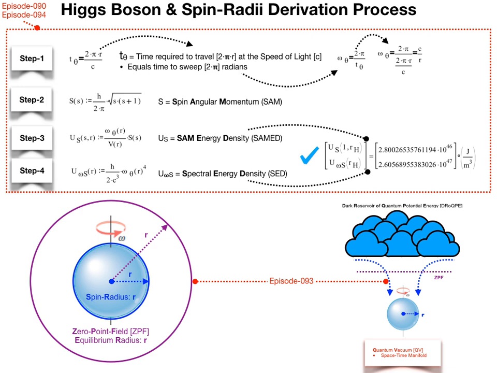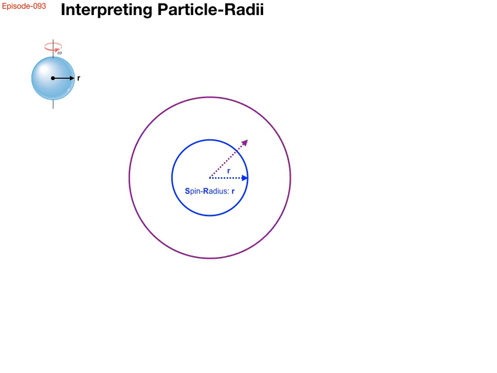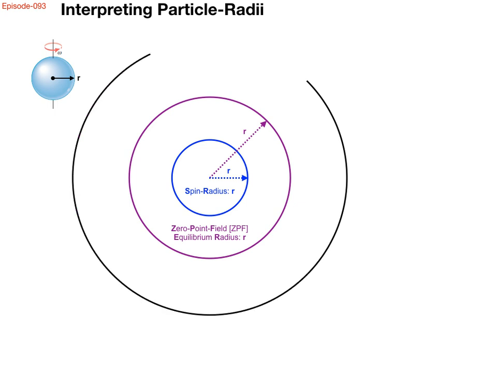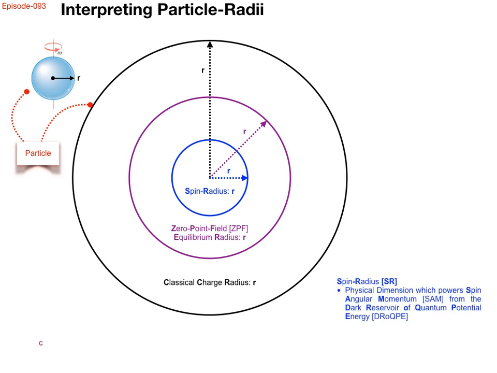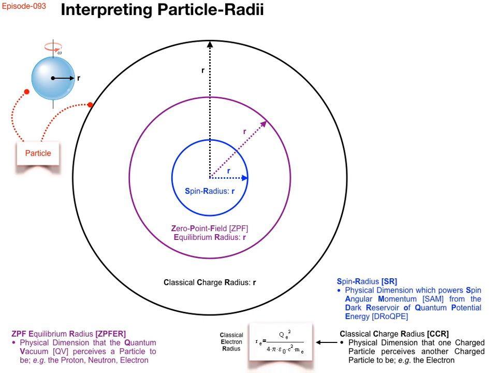Okay, let's now look at what particle radii, that is, particle size, physically means. The question we are going to investigate now is, what is particle size? That is, what exactly is particle radii? Whilst the concept of size may seem very straightforward to most people, particle physicists would disagree because particles do not have a solid boundary. Thus, the concept of size is somewhat ambiguous and open to interpretation. However, what we are going to achieve in this frame is a definition for 3 concepts of size, all of which are equally valid and applicable. We shall define spin radius, zero-point field equilibrium radius, and classical charge radius.